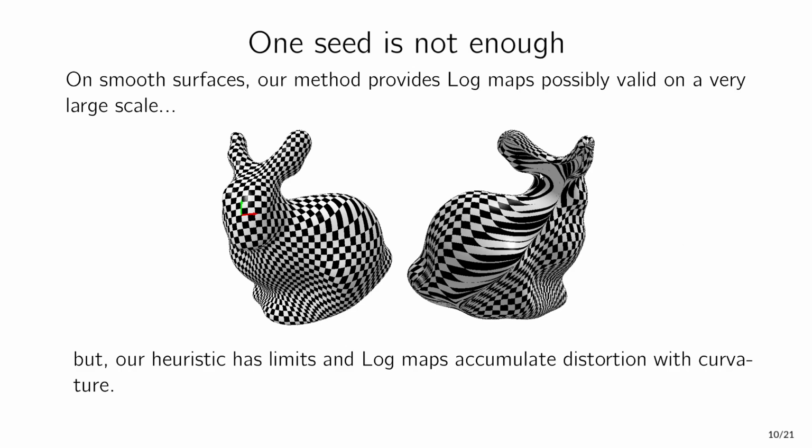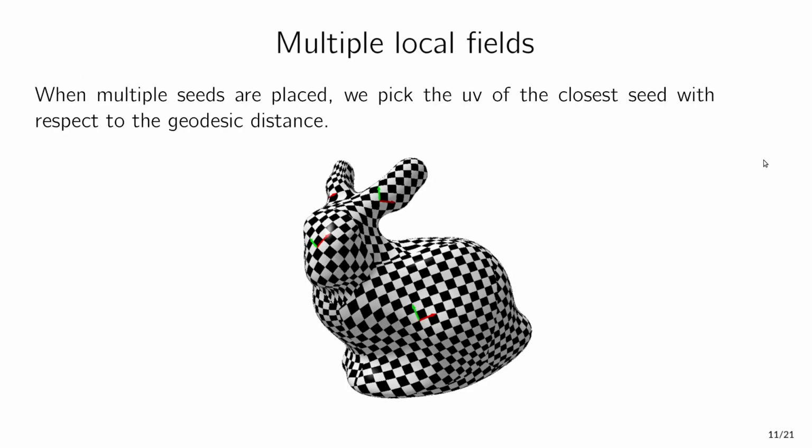Here are some points that were not able to reach the seed. And so a first solution is very simple. You can simply say, well, I'm going to place multiple seeds on my shape. And when there are multiple seeds, I will keep the UV of the seed that is the closest to the query point X, but with respect to the geodesic distance, right? Because we have access to an approximation of the geodesic distance.